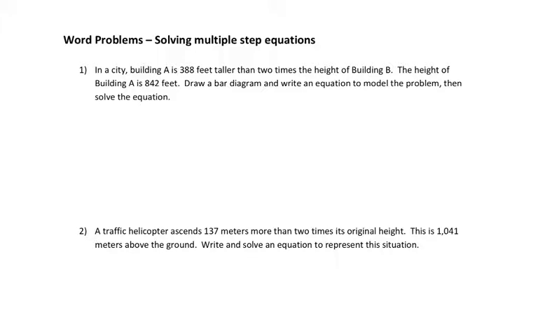For number 1, it says in a city, building A is 388 feet taller than 2 times the height of building B. The height of building A is 842 feet. It says to draw a bar diagram, so I will show you what that is, and write an equation to model the problem and then solve the equation. Now, information that was left out of here is that we are supposed to find the height of building B. So that's what our job is to do.